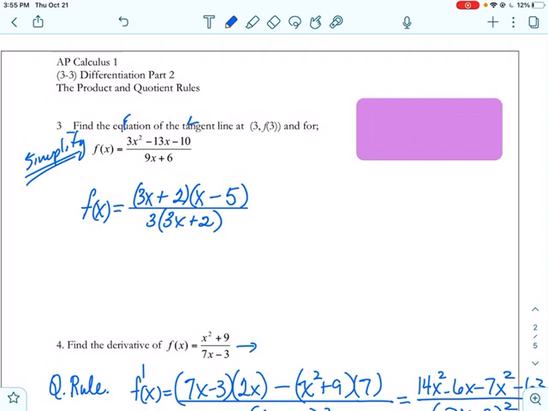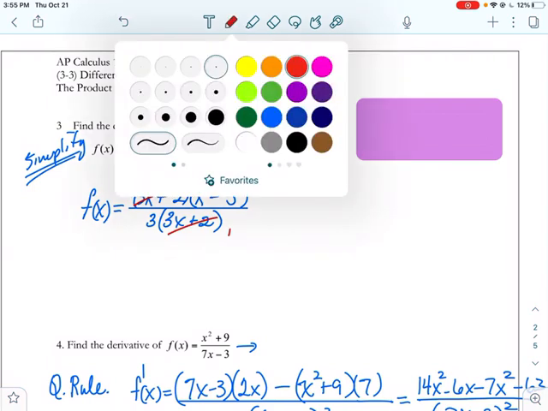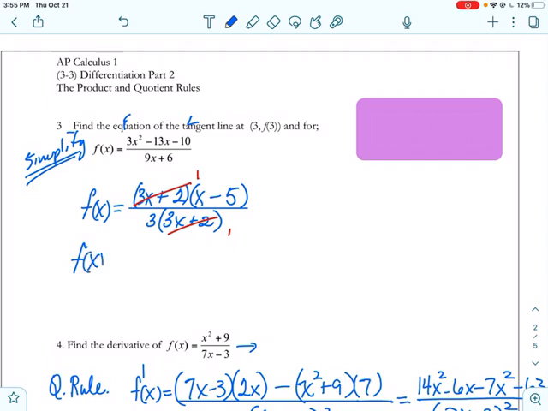Okay, so we're going to cancel the common factor of 3x plus 2. So we end up with f of x equal to 1/3 times x minus 5. Okay, so actually this is a line. Now, you can get the derivative and the equation for the tangent, but the tangent in this case actually passes through all points on the line. So after I simplify, I'm kind of shaking my head going, what?